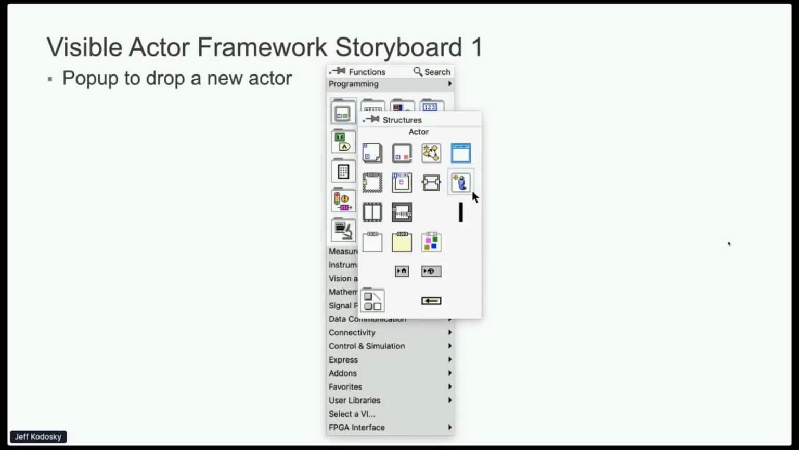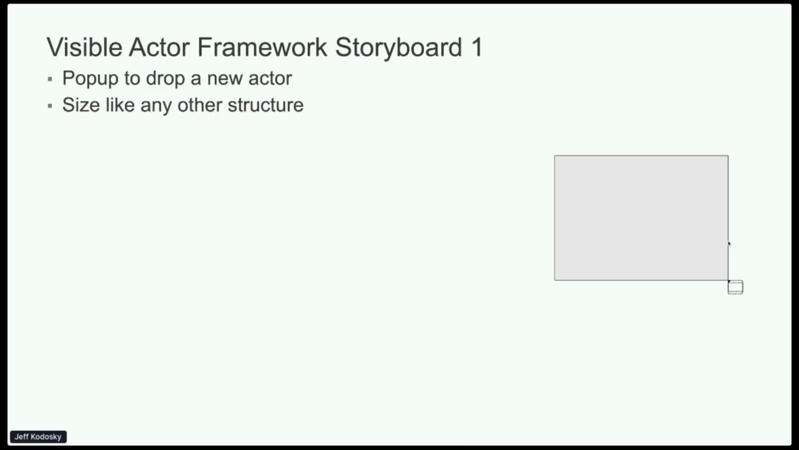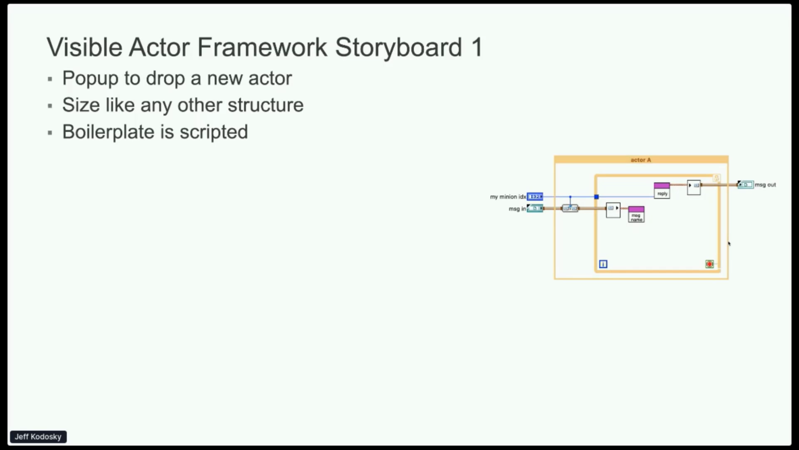Okay, so here's the storyboard for a visible actor framework. Imagine you could pop up to drop an actor. This might be made as another external editor plugin and be on the palette just like the state diagram editor. After selecting the actor, you drag a box just as you do for any other structure you want to create. And then the basic boilerplate for an actor is scripted, ready for you to add your application-specific code. The basic structure of the actor is locked in order to constrain how it can be edited.